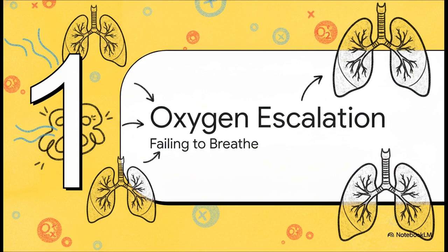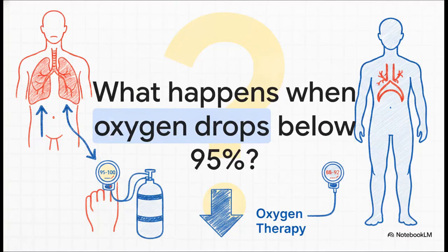Section 1. Oxygen escalation. Failing to breathe. Okay, let's dive into this by establishing the core problem. What actually brings a patient to this point? Well, it all starts when a patient is failing to breathe adequately on their own. Their respiratory system is just struggling to maintain the right balance of oxygen and carbon dioxide in the blood. As you probably know, normal human oxygen saturation should ideally sit somewhere between 95 and 100%. If a patient's oxygen drops below that crucial 95% threshold, they need immediate intervention.